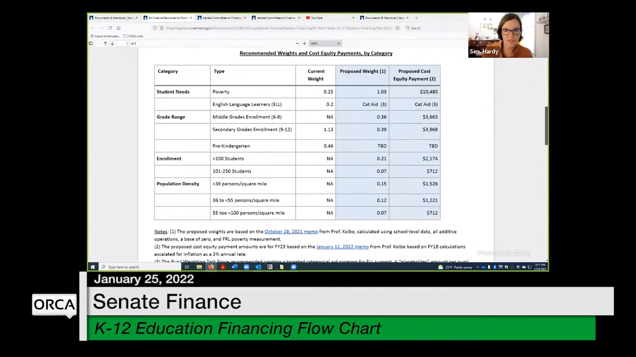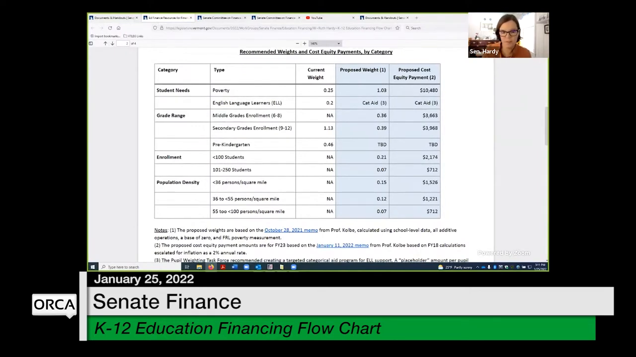So this table is an expanded version of a table that you have seen before in the presentation that Representative Kornheiser and I did for this committee and the education committee. These are the categories for which there are proposed weights in the original pupil weighting factors report that was prepared by Professor Colby and her team. And so it will give you an idea of why those four categories I was talking about, what the current weight is for poverty. For example, if you look at poverty, the current weight is 0.25. The proposed weight is 1.03. And the cost equity payment is $10,480. So those are the amounts we're looking at for each of them.